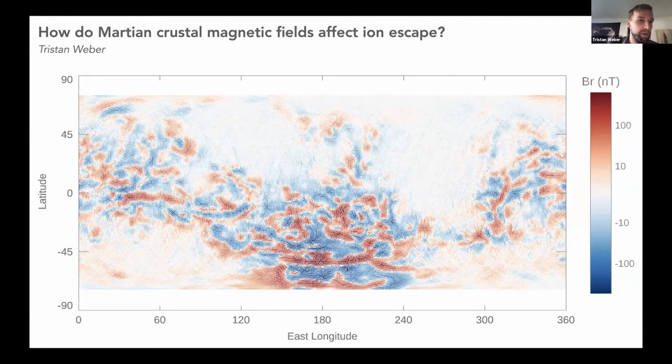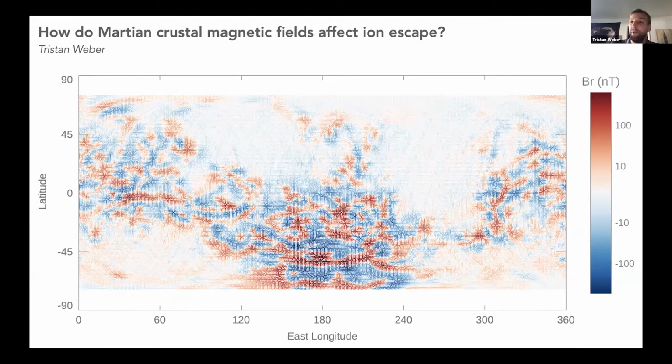I'm Tristan Weber. I'm a postdoc at NASA Goddard. What I'm going to be talking about now, though, is some work I did as part of my thesis work at University of Colorado. And this work all kind of centered around this idea of studying how crustal magnetic fields on Mars influenced ion escape from the planet.